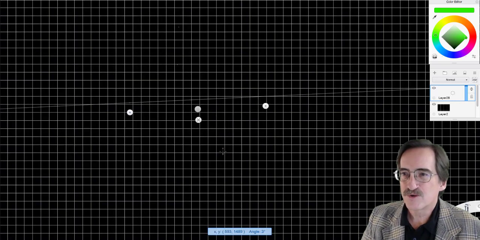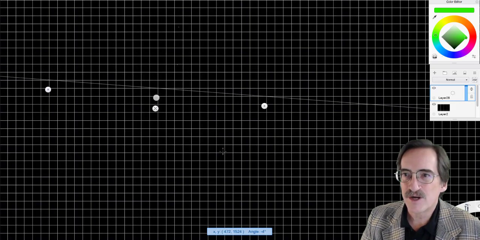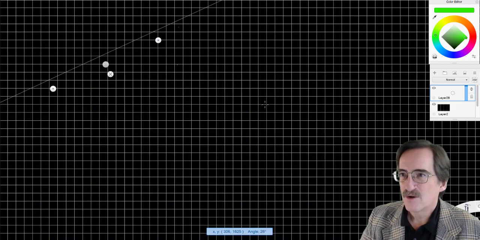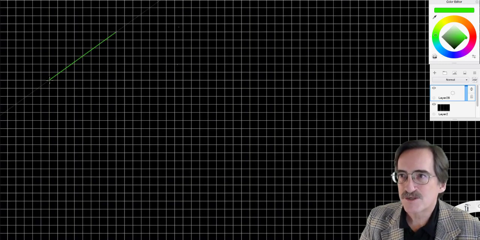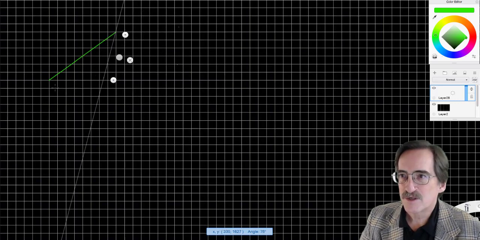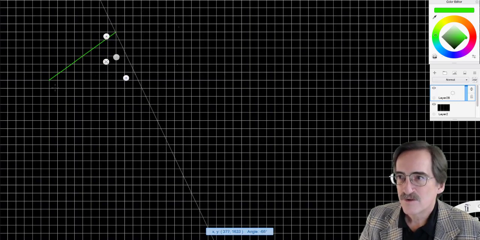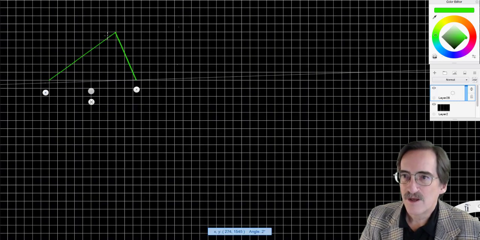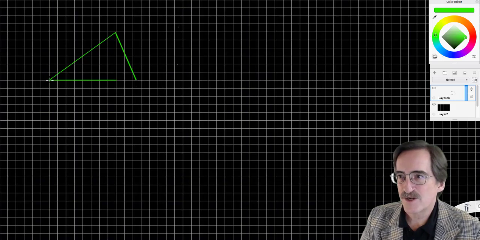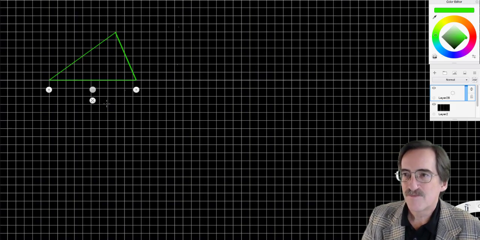Now, the proof is a little different depending on whether we draw an obtuse triangle or an acute triangle. An obtuse triangle changes things a little bit, so I'm going to draw an acute triangle here, rather than an obtuse. But it really does transfer to all triangles. So here's our triangle.